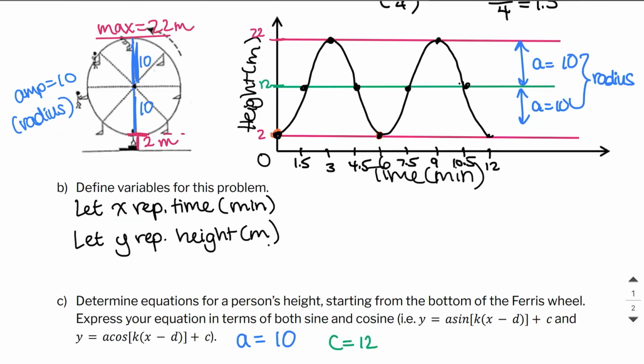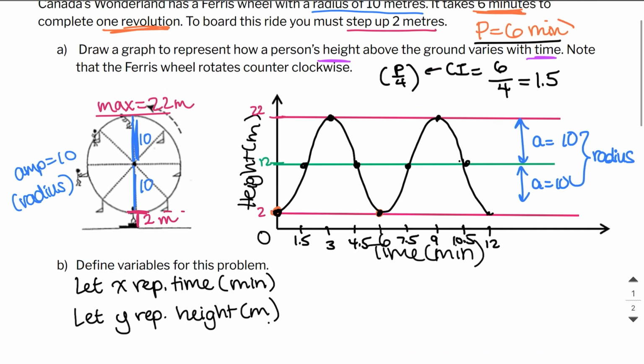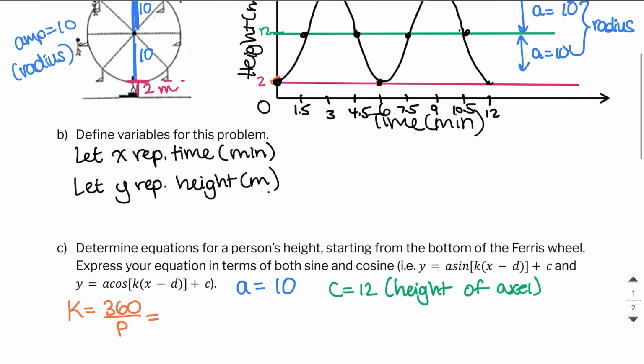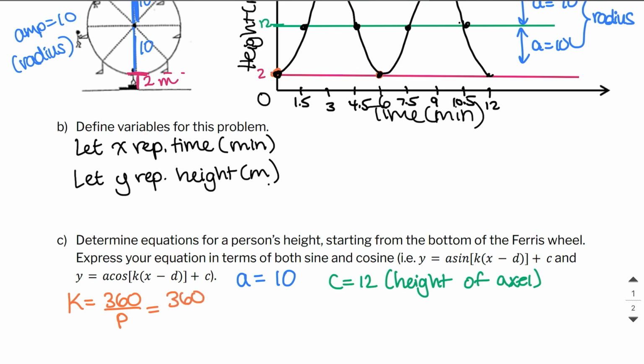And just a heads up that this represents the height of the axle. The axle is just the center part of our Ferris wheel, okay? All right, now we need to figure out the K value. And just a reminder that the K value is always equal to 360 divided by the period. We know that the period is 6 minutes. So to find the K value here, we're going to do 360 divided by 6. So our K value is going to be 60.